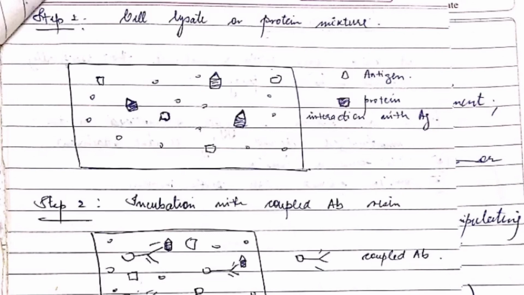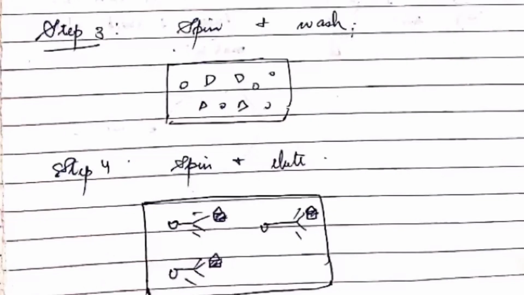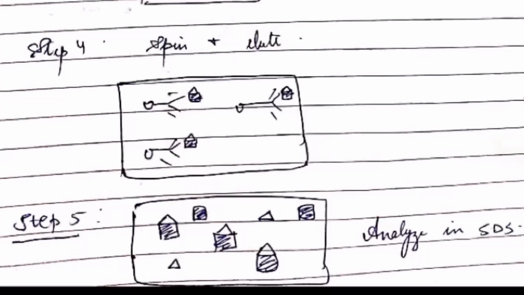in which there is antigen-protein interaction with antigen. In the second step, we see the incubation with coupled antibody resin, that is, the antibodies get bound. In the third step, it is spin and wash. The proteins get spun and are washed thoroughly. That means the antigens are washed away. In the fourth step, the spin and elute, that is, the bound proteins are now visible. And now in the last step, we analyze the bound proteins in SDS-PAGE. So this is the co-immunoprecipitation technique.